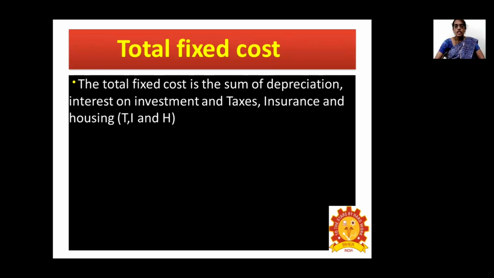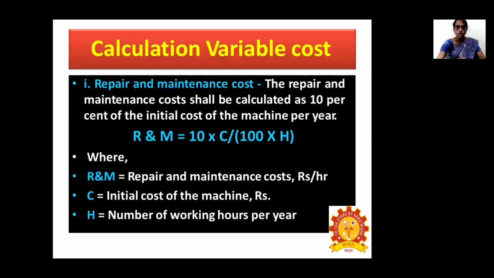And the total fixed cost is defined as the sum of the depreciation cost, the interest on the investment in the tractor, and the taxes, insurance, and housing charges also. So if you want to calculate the total fixed cost, you have to sum up these values.